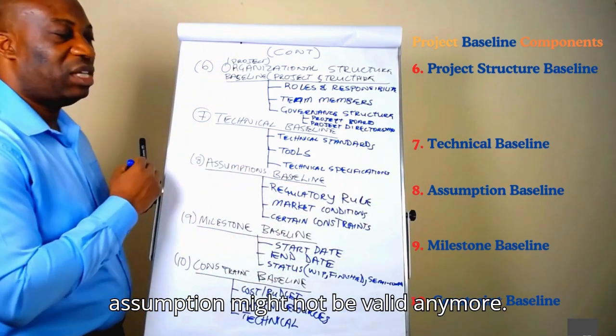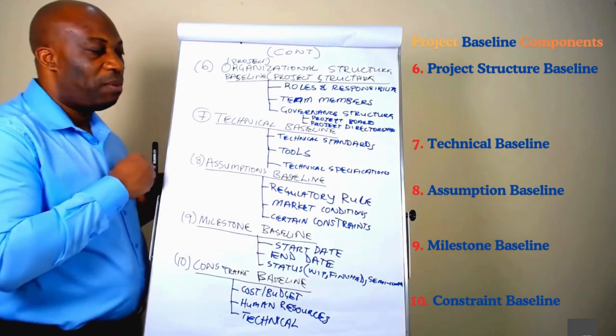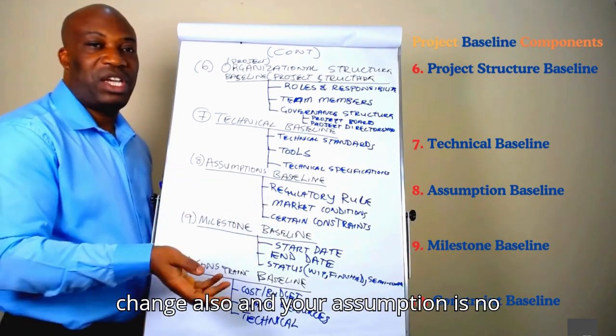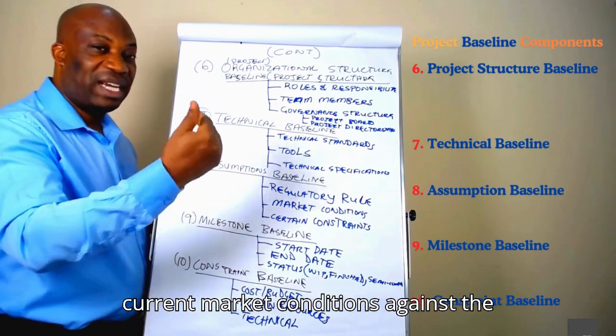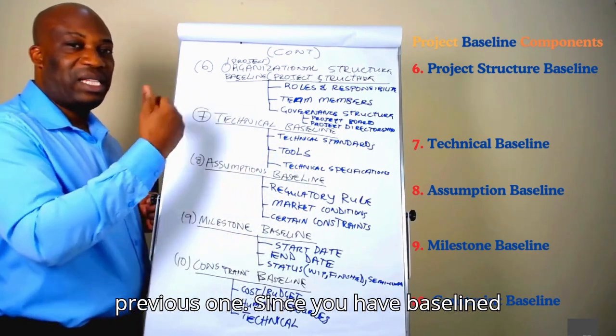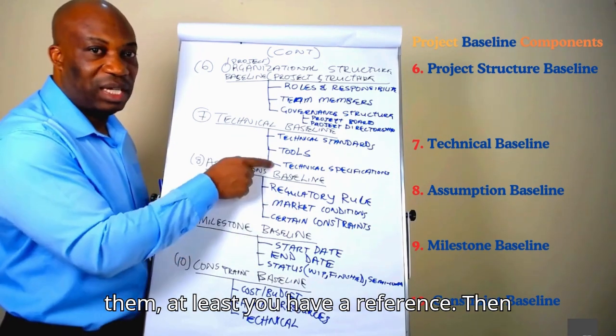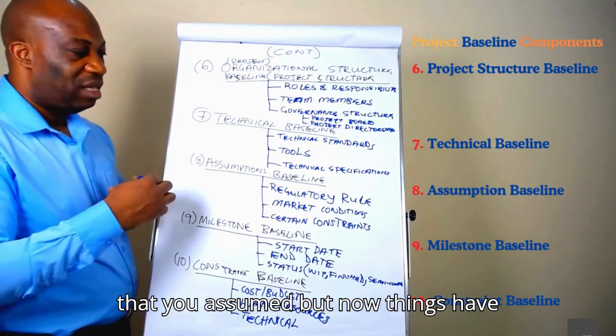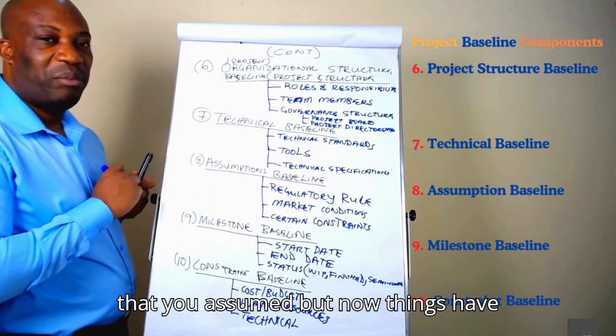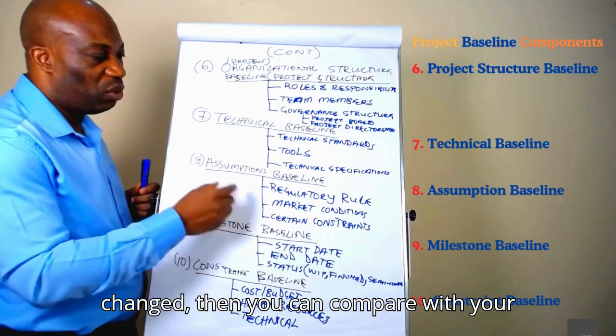So it means your assumption might not be valid anymore. It could be market conditions, they might change also, and your assumption is no longer valid. Or you want to compare the current market conditions against the previous one. Since you have baselined them, at least you have a reference. Then also, you might have certain constraints that you assumed, but now things have changed. Then you can compare with your baseline.